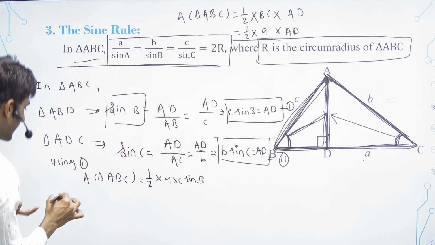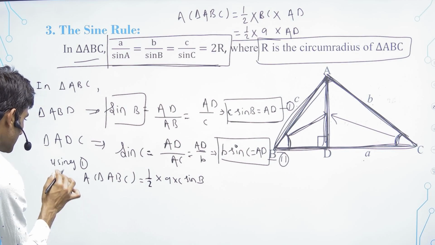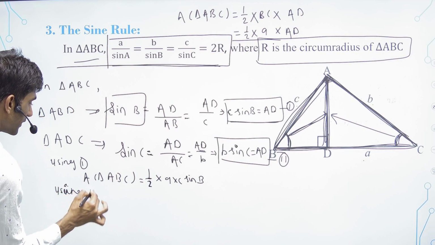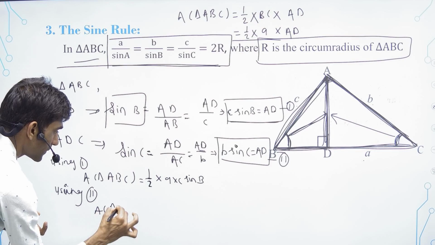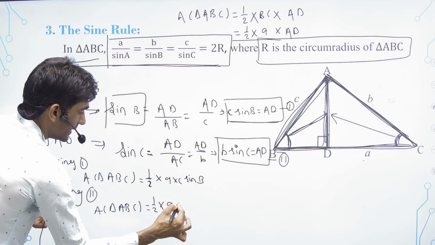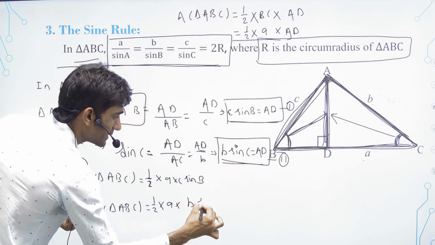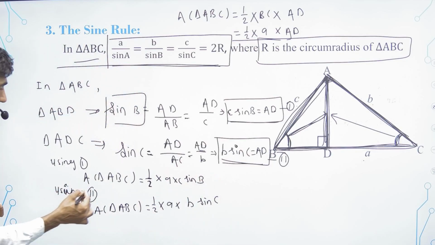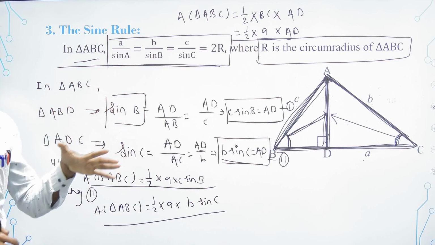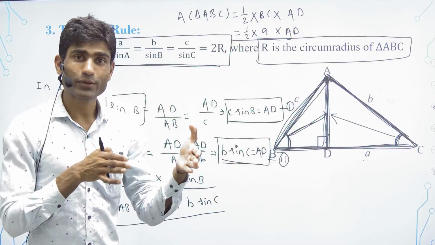Using the second, the area of triangle ABC, we can write 1/2 into a as it is, and substitute the second value for AD, which is b sine C. Now we can see that these are two areas of the same triangle. It now remains for angle A. You do it by yourself for angle A.